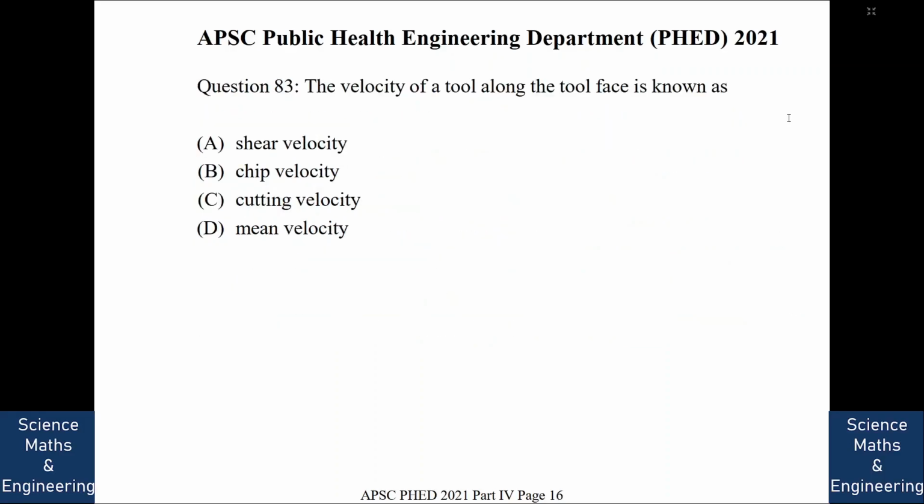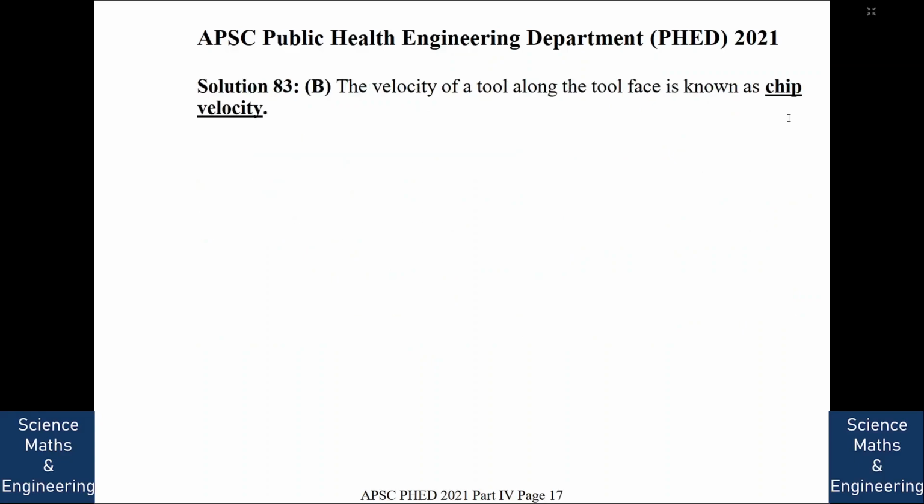The velocity of a tool along the tool face is known as chip velocity. So we'll go to the next question.